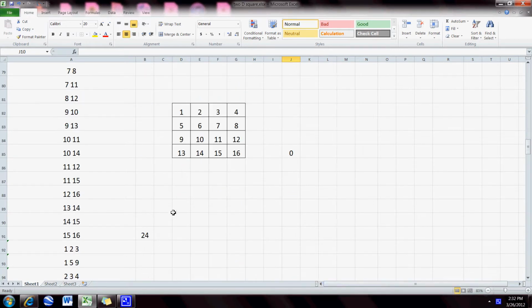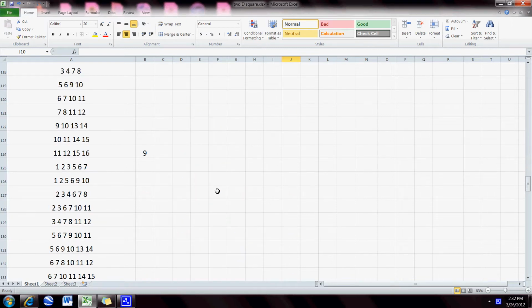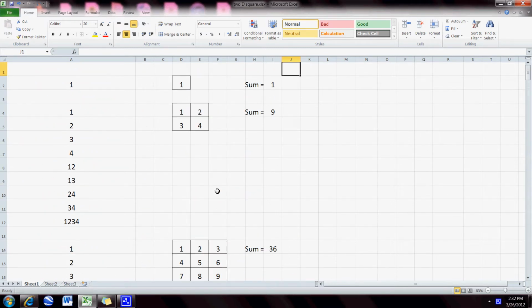And there may be a later video of 5 by 5. Now the problem is to see how many rectangles you could put in these various squares. For example, in a 1 by 1, obviously you can only put one square.